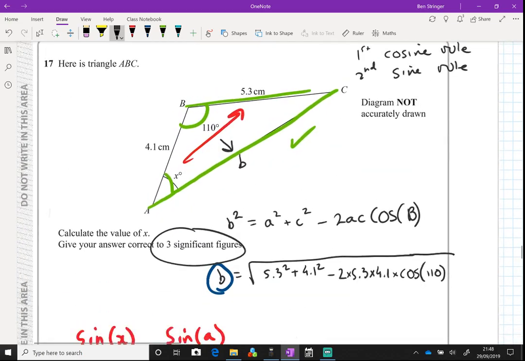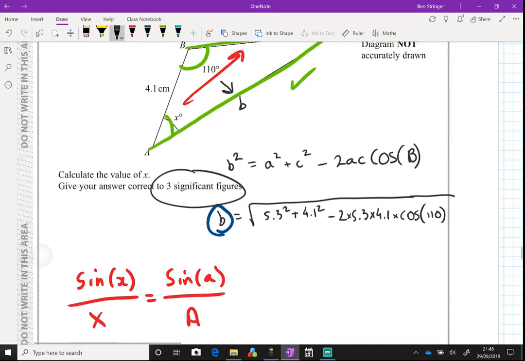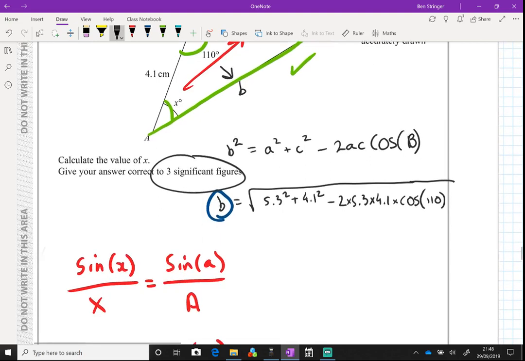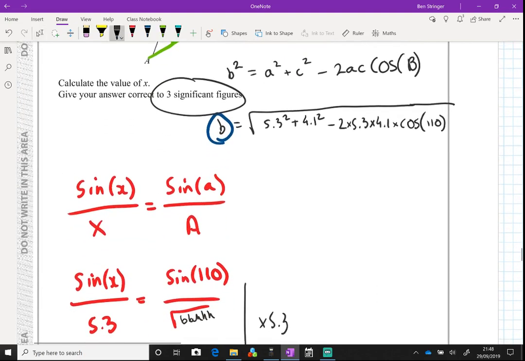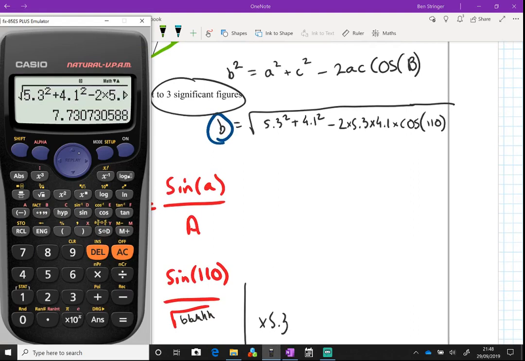So just checking everything looks good there. Yep, we use that 110 at that opposite side, where the opposite side was that square root. Let's press up on the replay button. It was 7.73.